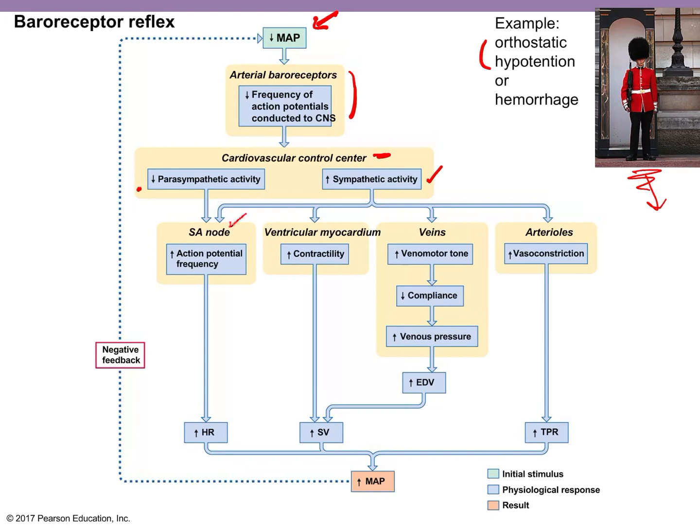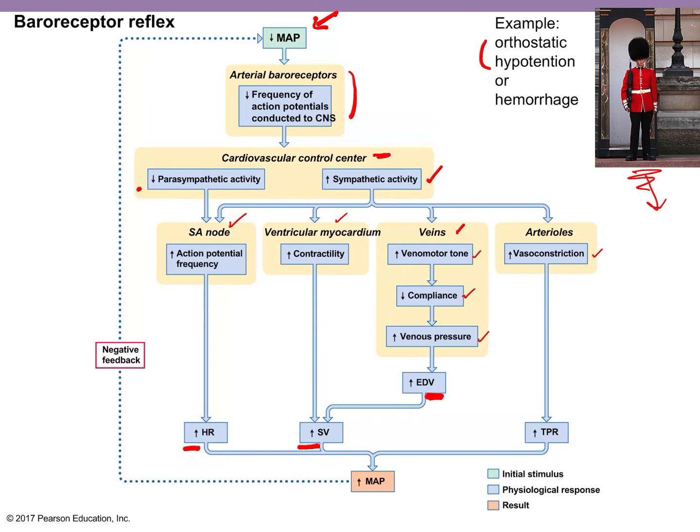What your sympathetic fibers do is they go to the SA node to increase the rate of your heart. They go to the ventricle of the heart to increase the contractility, to make each pump of the heart much more forceful. They go to your veins to increase that tone, to decrease compliance, to increase that venous pressure. And then they go to your arterioles to constrict, to increase that pressure. So your sympathetic activity in this reflex goes to both arteries and veins. Everything tightens up, everything creates higher blood pressure.